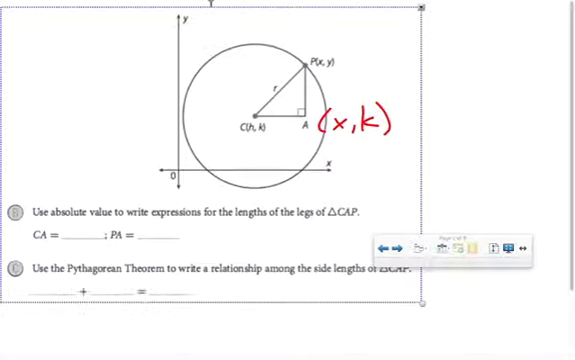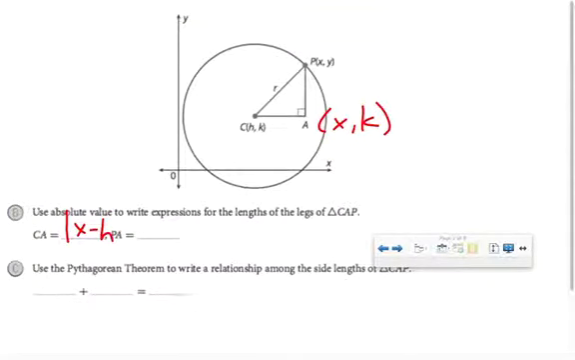CA is the absolute value of, well, I look at these 2 points, and since they're on a horizontal line segment, I'm really only counting the spaces. Since it's a horizontal line segment, the y coordinate is the same, so I'm going to ignore that. So it'll be the absolute value of x minus h. And then the length of PA, my x coordinates are the same, they're both x, and so I can just subtract the y coordinates, so absolute value of y minus k.